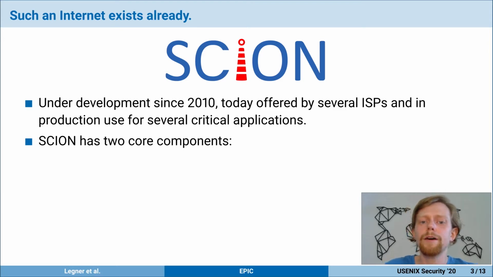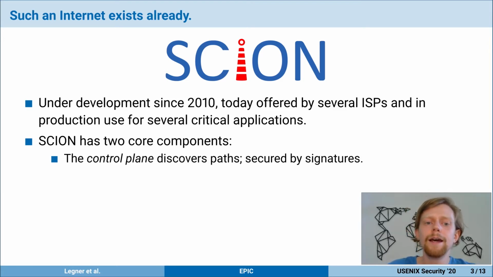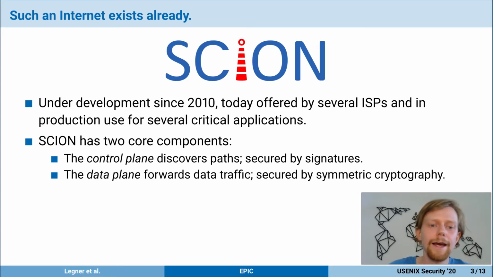Similar to other internet architectures, SCION consists of two core components: a control plane which discovers the network topology and distributes paths, which in SCION is secured by cryptographic signatures, and a data plane where data traffic is being forwarded at high speeds, such that asymmetric cryptography is not efficient enough and symmetric cryptography is used.